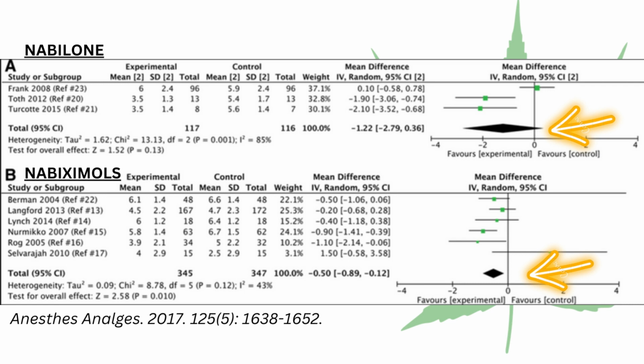Looking at nabiximols on the forest plot at the bottom, you can see that the black triangle and the pooled estimate does not cross the line, which means that the results were significant in its effect on pain treatment. However, it seems to only reduce the pain on a pain scale of about 1 point, which is a relatively small number numerically.